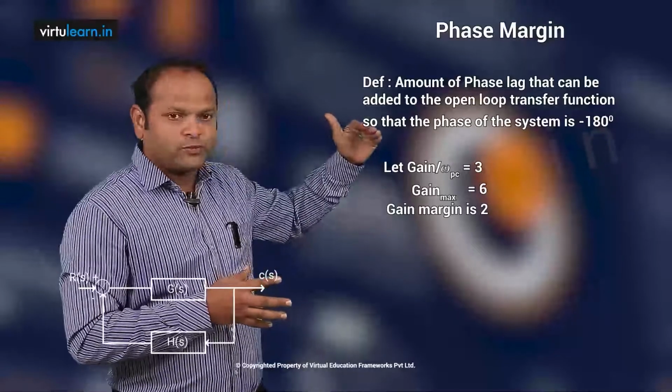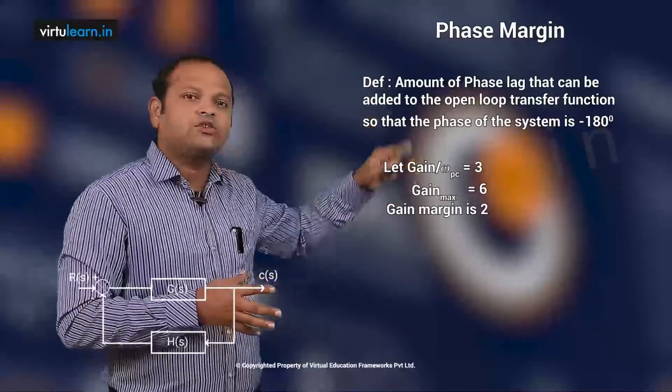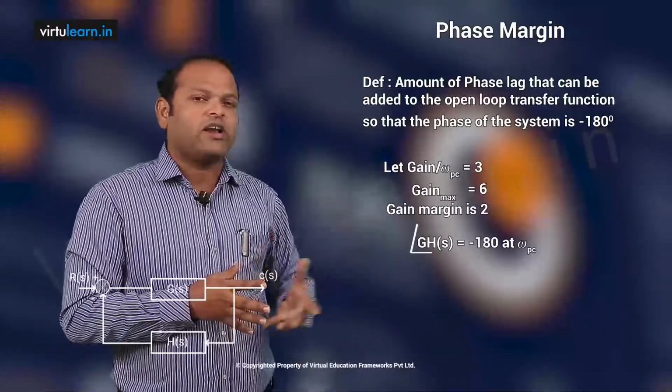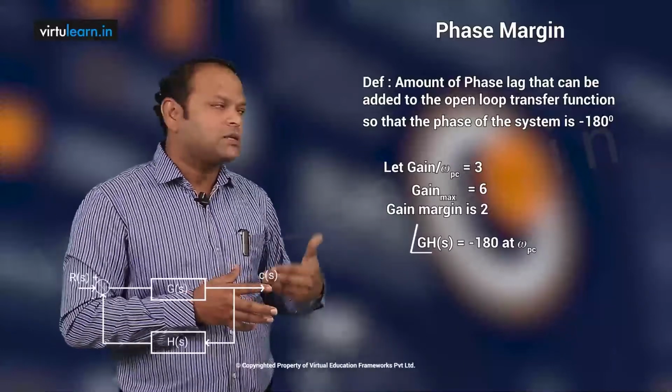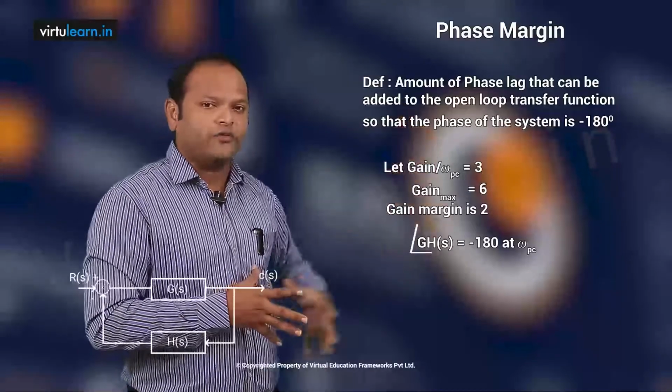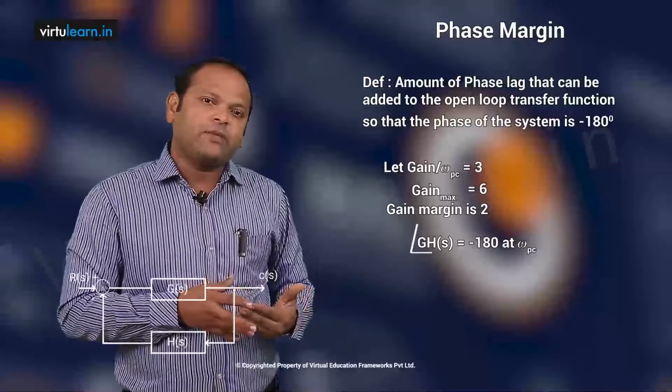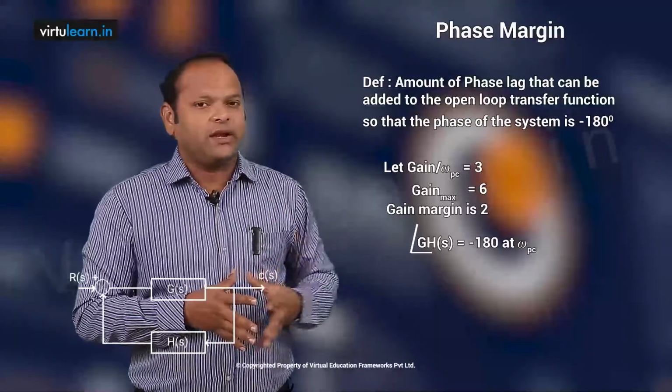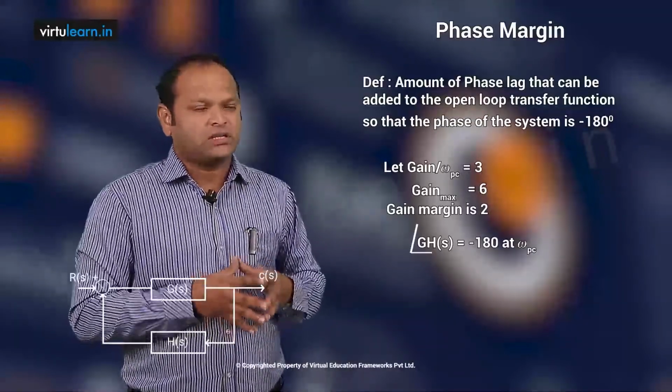Similarly, what is the phase margin? The total phase angle should be 180 degrees. It is not more than 180 degrees. If it is greater than 180 degrees, the output will be out of phase. The out of phase can be taken as instability or unstable nature of the system.